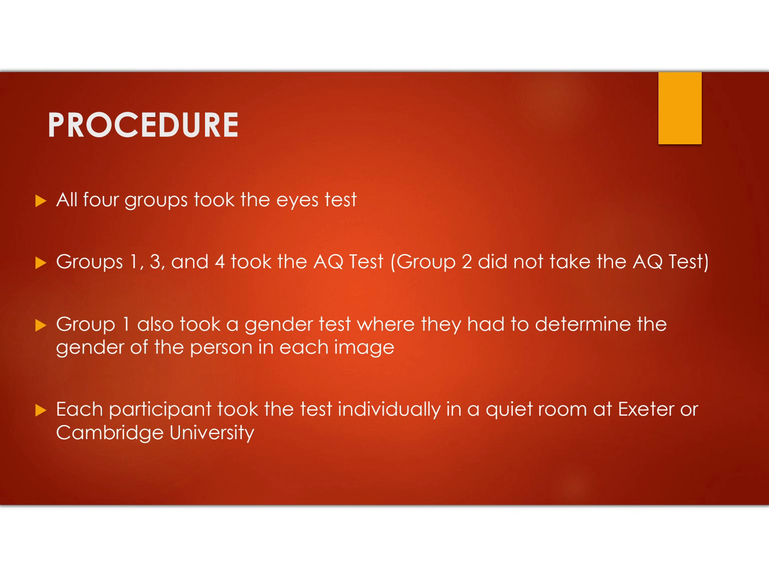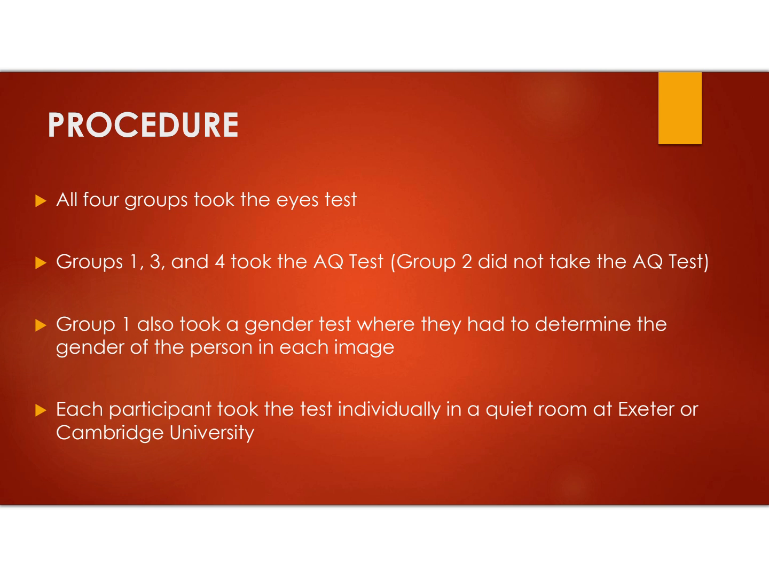Procedure. All the participants took the ICE test. And they took this test in a quiet room individually. Everyone took it one by one at Cambridge University or at Exeter University. So all four groups took the ICE test individually. Groups 1, 3, and 4 took the AQ test. Group 2 did not take the AQ test.